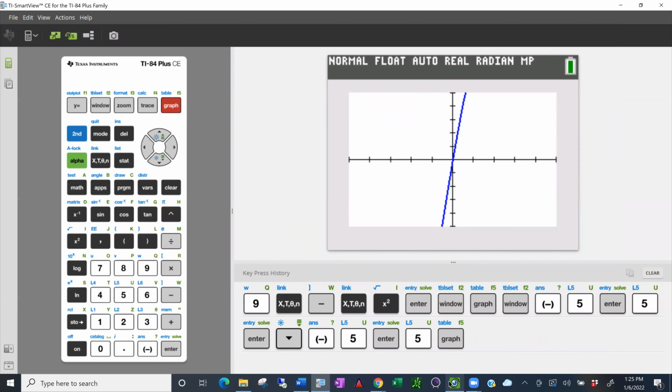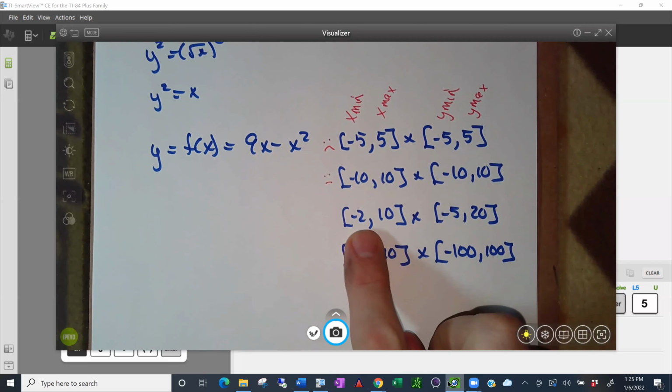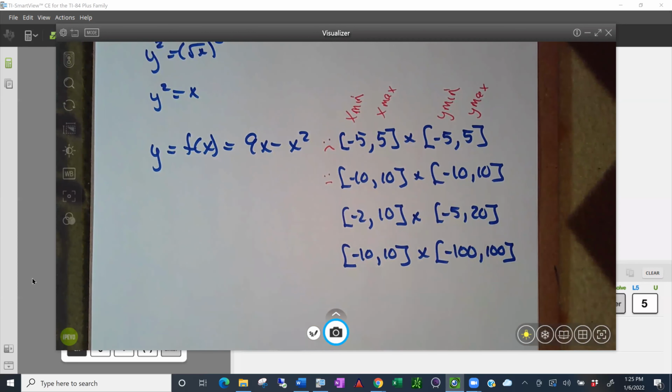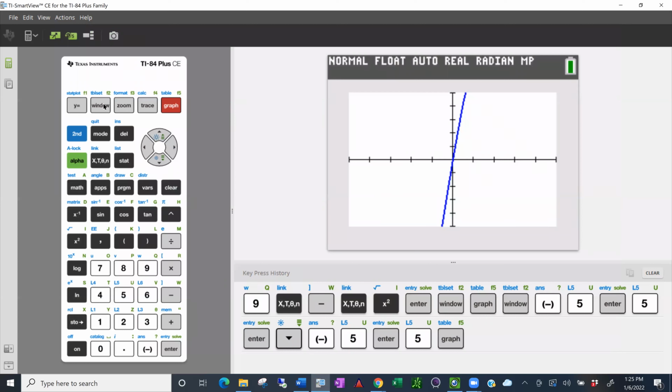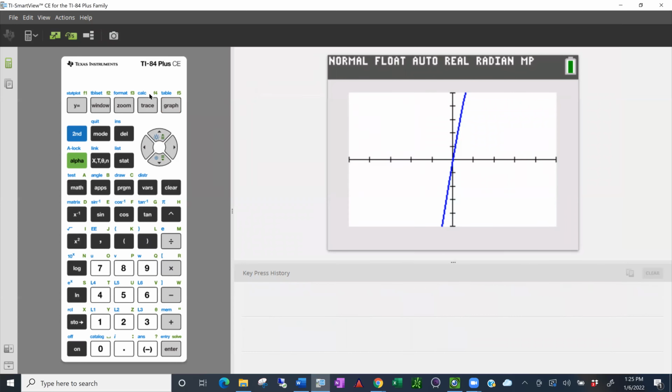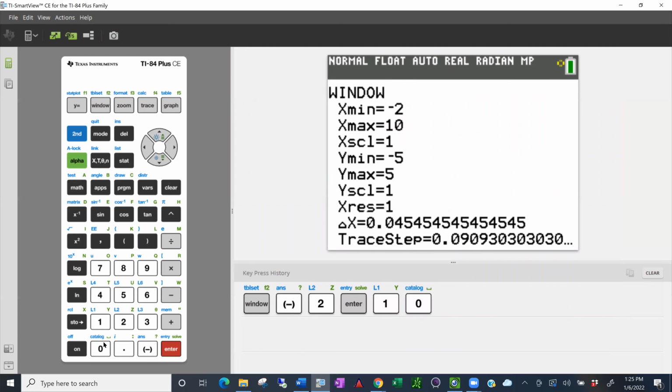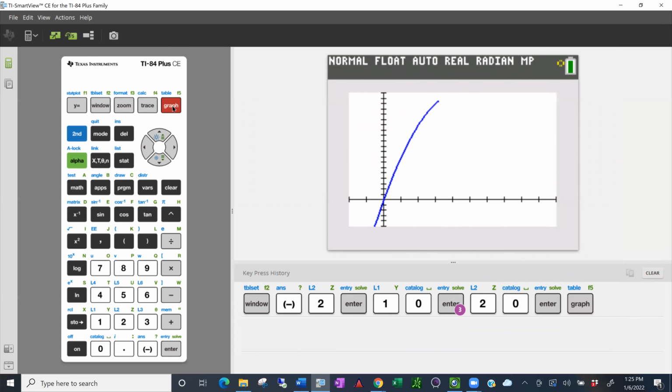So the next one I want to look at would be this one down here, -2 to 10 on the x-axis and -5 to 20 on the y-axis. So we'll go back to our window, and I'm going to just clear this up a little bit. Window, -2 to 10 on the x-axis, and on the y-axis, -5, which I can leave alone, to 20. And bam. Well, that's looking better.